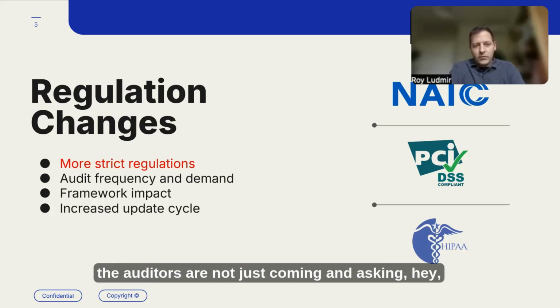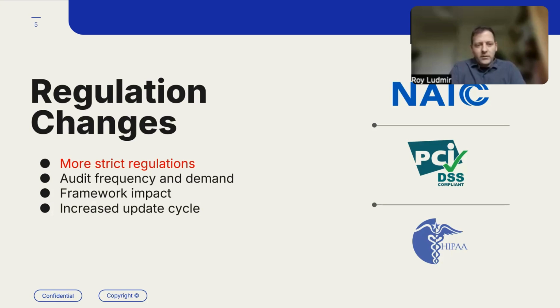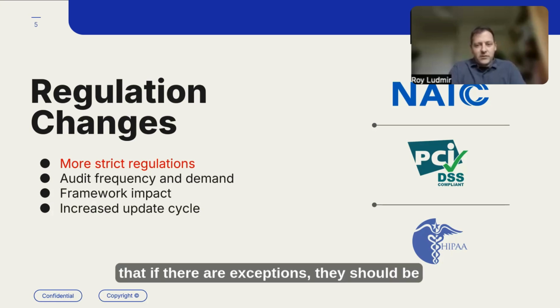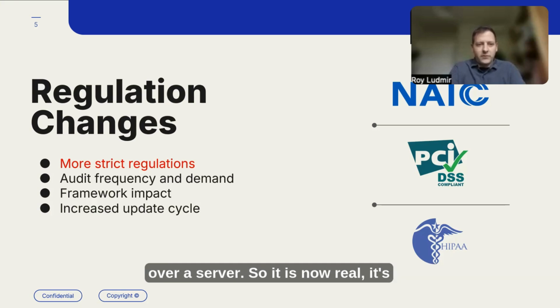And the auditors are not just coming and asking, hey, do you have a hardening policy? No, they are going and testing and checking and demanding to see that there is a proper implementation of hardening, that it is well documented, that if there are exceptions, they should be recorded, and there should be a reason why an exception is created in a hardening policy over a server. So it is now real. It's not just about managing or maintaining a document. It is about implementing.